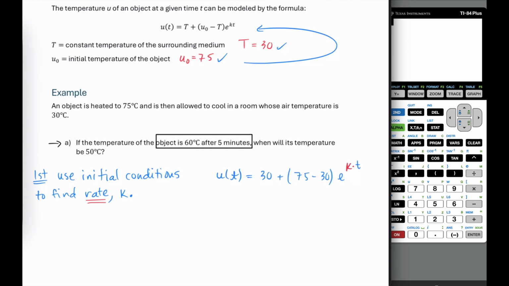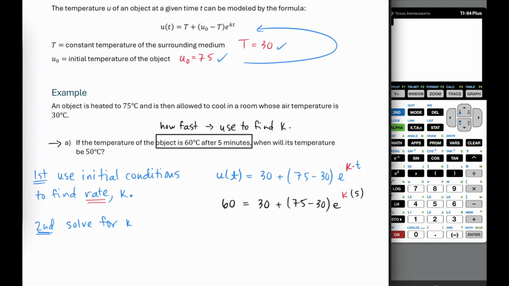We're told that the temperature of the object is 60 degrees after 5 minutes. And this is information that tells us how fast the object is cooling. So we can use this to determine the rate of cooling. So we'll plug 60 in for the output temperature. The room's temperature is still 30. The initial temperature of the object is still 75. We're hoping to be able to solve for K, and we know that it took 5 minutes for the temperature of the object to reach 60 degrees. And now we have an equation that has only this one variable K, so we can solve for it.